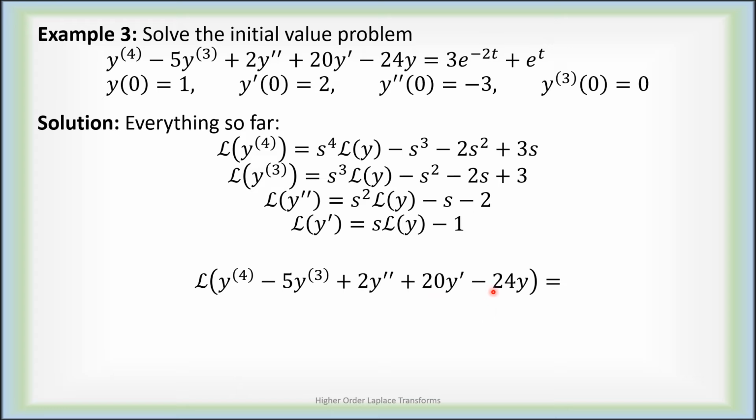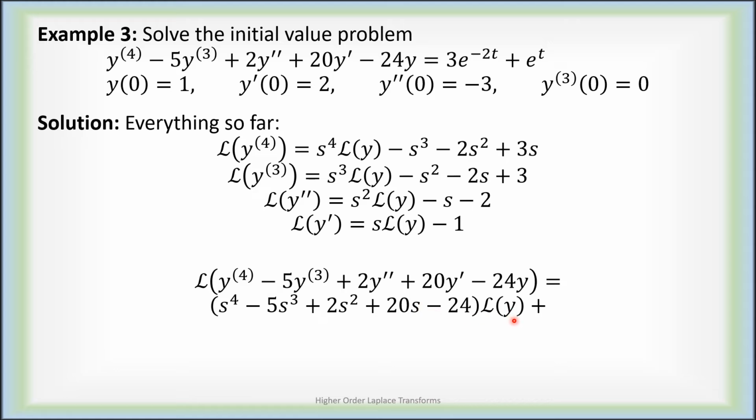But since we already know that the next step is to solve for the Laplace transform of y, I'm going to take these terms first. So what are the terms that get a Laplace transform of y? Here, I'm just going to get s to the fourth, minus 5s cubed plus 2s squared plus 20s minus 24 of them. So we're going to get all of that times the Laplace transform of y.